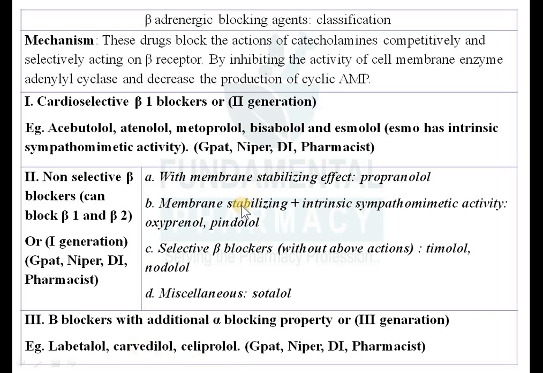So you can remember selective beta blockers, cardioselective: atenolol, metoprolol, bisoprolol, esmolol, acebutolol. Then non-selective: your propranolol, then pindolol, oxprenolol, nadolol, and sotalol. Third generation: that is labetalol, carvedilol, and celiprolol. You have to remember the classification because a lot of time they used to ask the question on this.